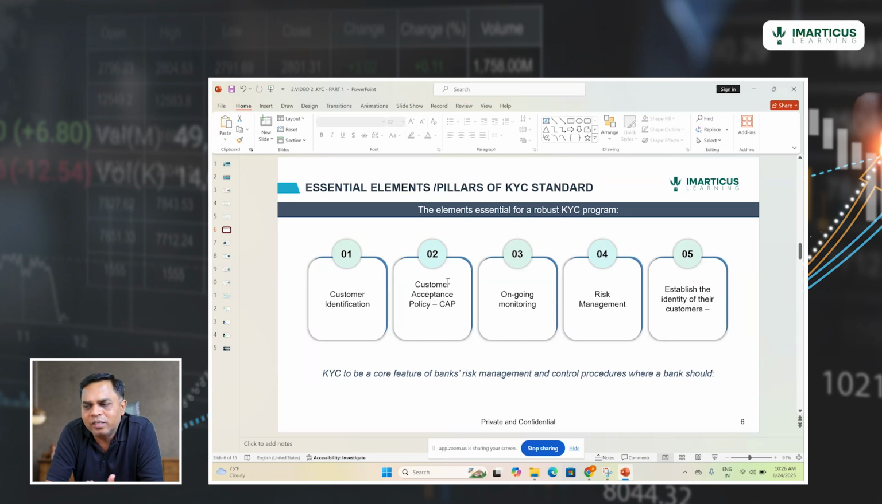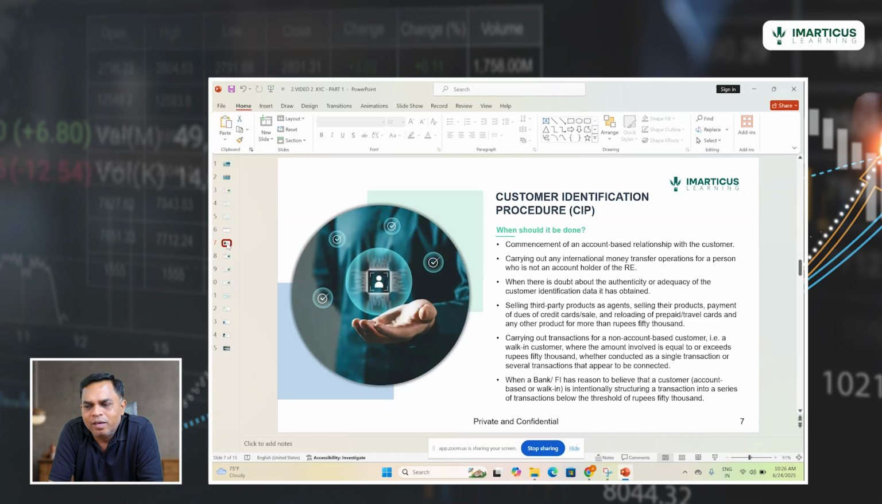To summarize, the 5 elements or pillars of KYC are: first, customer identification; second, customer acceptance policy; third, it is an ongoing activity; fourth, KYC is done from a risk management point of view; and last, the primary motive is to establish the identity of the client. These are the essential elements or pillars of KYC. Now let's look into the detail, one by one, at the series of activities that take place in a KYC process. First we have CIP. CIP stands for Customer Identification Process.